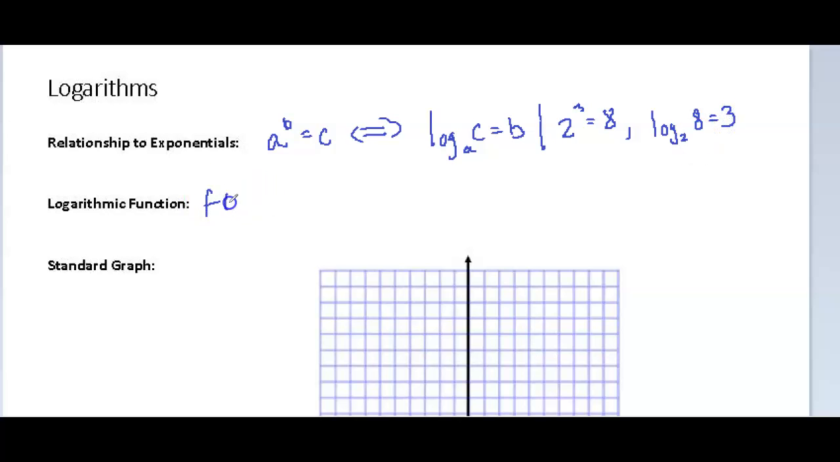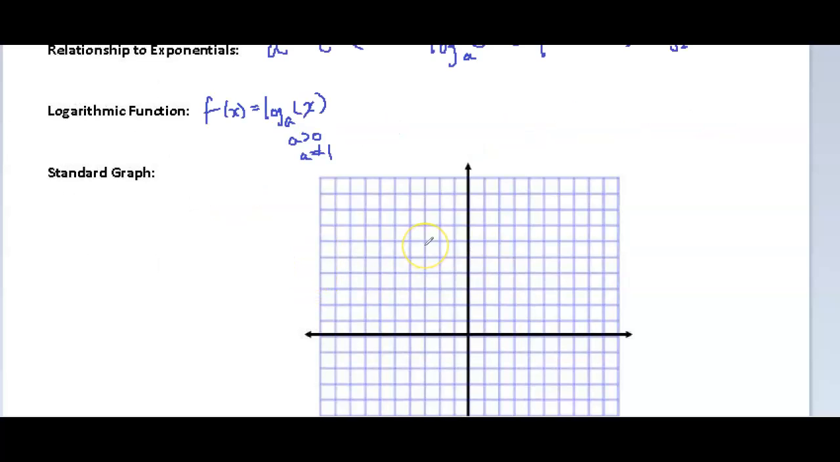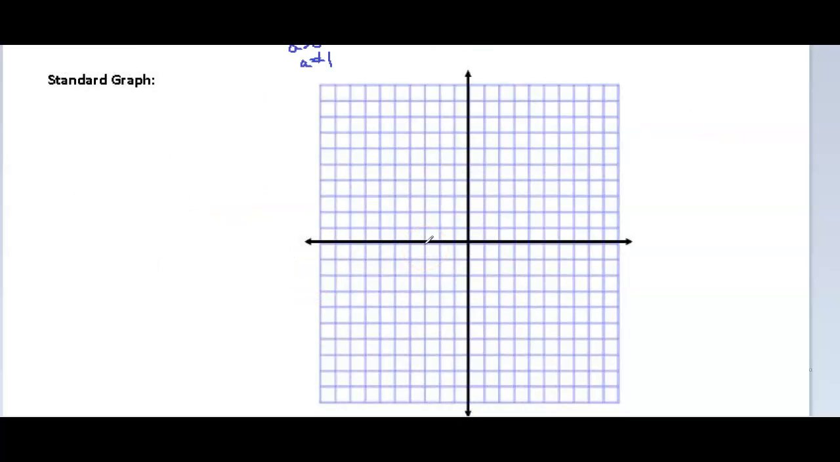The logarithmic function equals log base a of x. Here, the base is positive and not equal to 1. In order to sketch the graph of a logarithm, we're going to consider the graph of an exponential. So we'll start there. Suppose f of x equals a to the x.